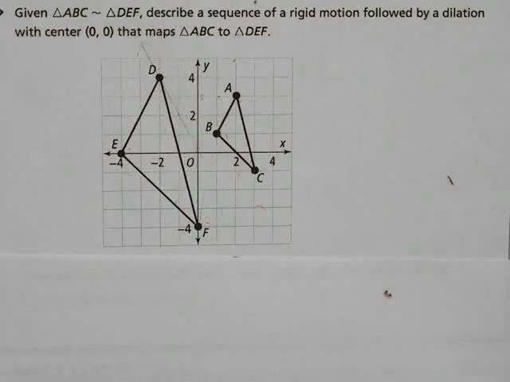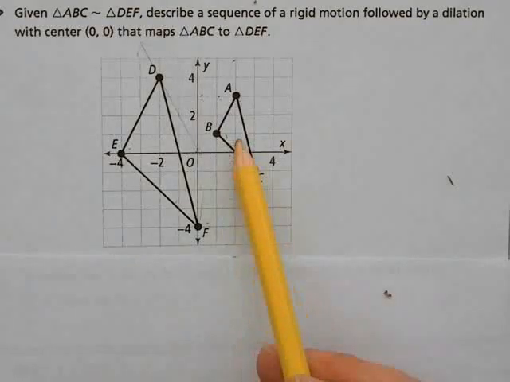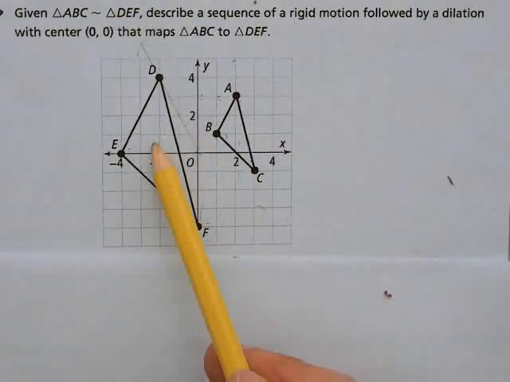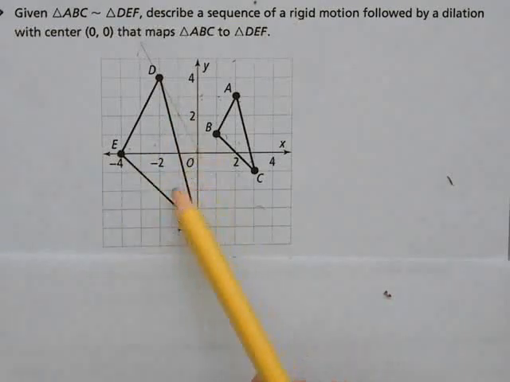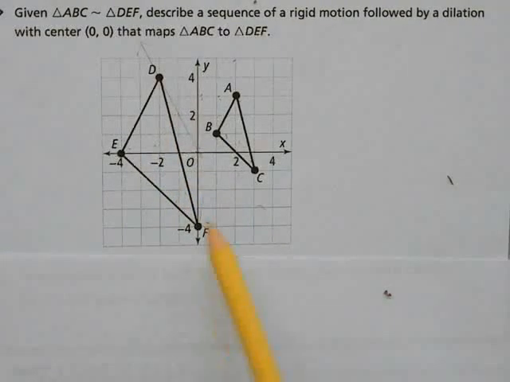In this video, we're told that triangle ABC is similar to triangle DEF, and we're asked to describe a sequence of rigid motion followed by a dilation with the center 0, 0 that will map ABC to DEF. In other words, we need to move this triangle into this quadrant and increase it so that it'll essentially map on top of triangle DEF.